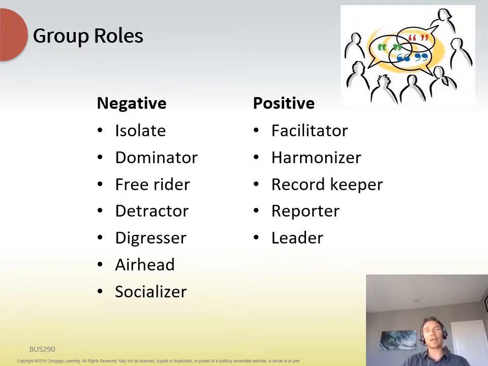This slide talks about some of the negative and positive group roles. One way to eliminate negative group roles is to assign roles. Assign roles that you see on the positive column here so that everybody has a role. And that will help eliminate some of these negative roles.